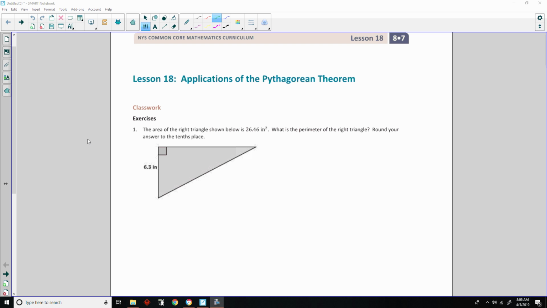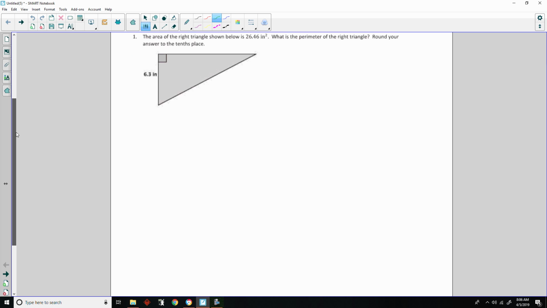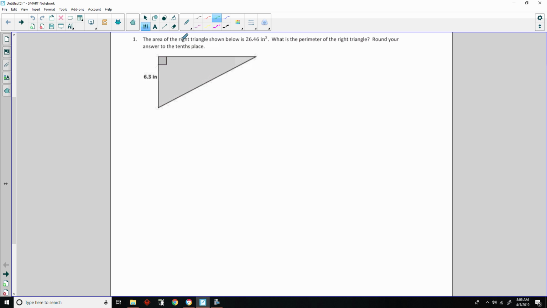This is Lesson 18, Applications of the Pythagorean Theorem. Classwork Exercise 1. The area of the right triangle shown below is 26.46 square inches. What is the perimeter of the right triangle? Round your answer to the tenths place.